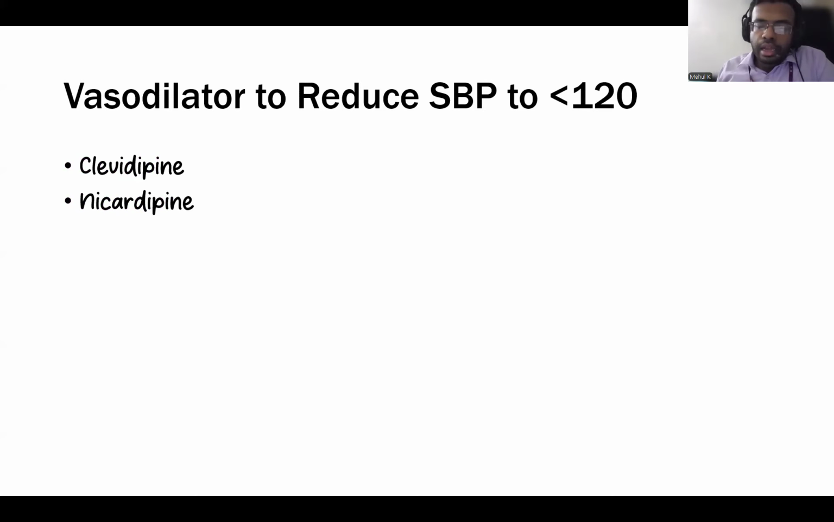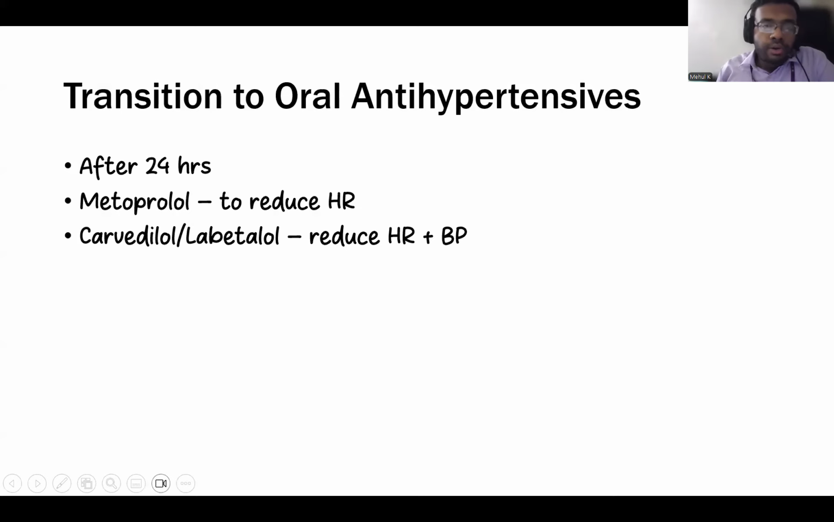Vasodilators can be added to reduce the BP more and keep it in the target range of less than 120. Clevidipine and nicardipine are recommended, but these drugs are generally not available in India very easily. After around 24 hours of management, you start transitioning to oral antihypertensives. You can add something like metoprolol or carvedilol or oral labetalol as well. Metoprolol will just reduce the heart rate. The other drugs will help to reduce the blood pressure as well.